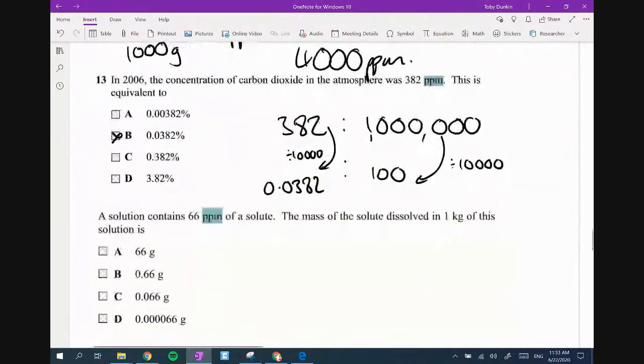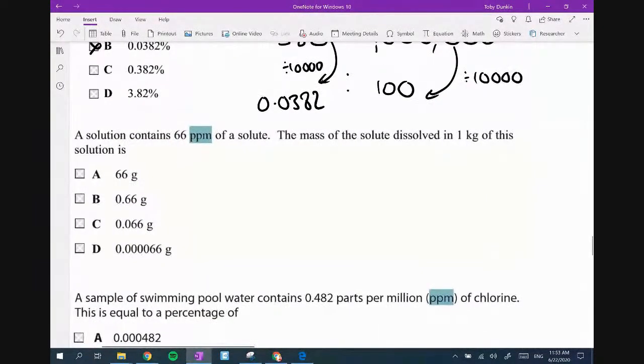Who got 13? Blimey. That one would have stumped me back when I was studying it.